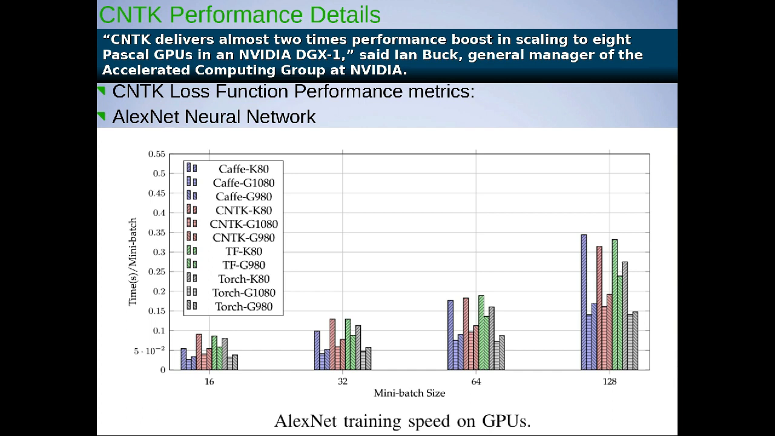Here in this slide we see CNTK performance details on AlexNet. On AlexNet, Caffe is the fastest. On a single GPU, CNTK, Caffe, and Torch display similar performance. On Tesla K80, Caffe achieves better performance than CNTK when the size of mini-batch is relatively small, while CNTK is slightly better with mini-batch size at both 64 and 128. On GTX 1080, Caffe obtains slightly better performance than CNTK in all cases of different mini-batch sizes.